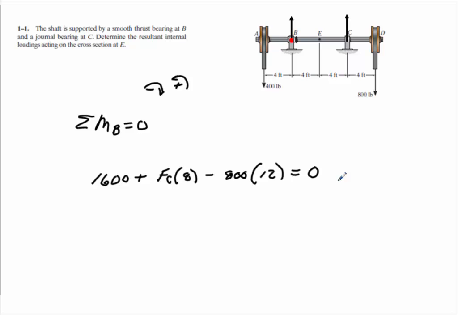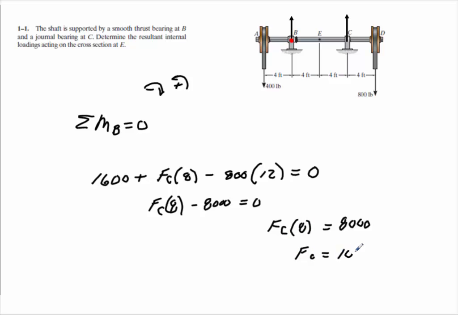I'll get the calculator out here. I'm going to get 1600 minus 800 times 12. And I'm going to recommend that you do it this way here. FC times 8 minus 8,000 is equal to 0. Move the 8,000 over. 8,000 is equal to FC times 8. Divide by 8, FC in this case is going to equal 1,000.